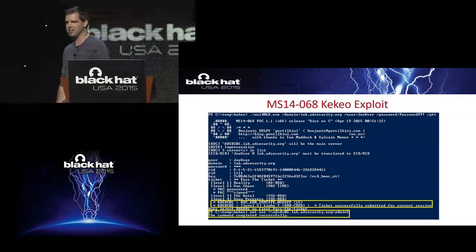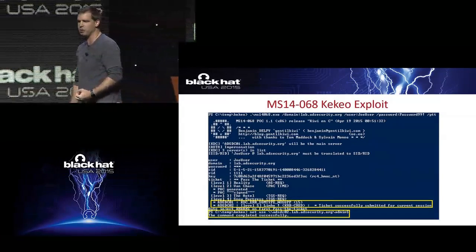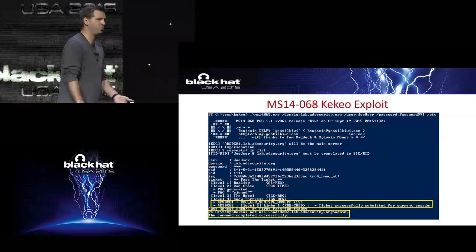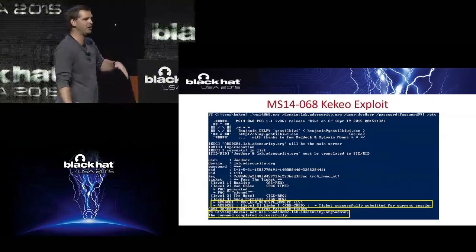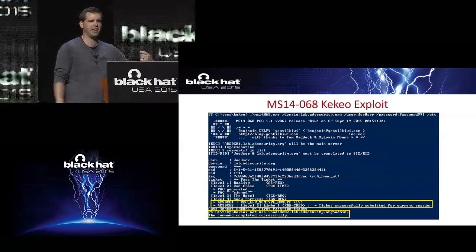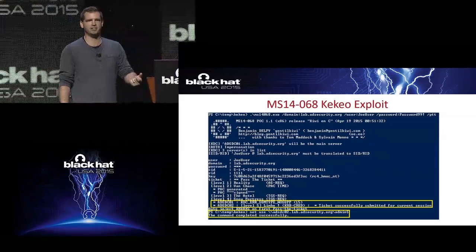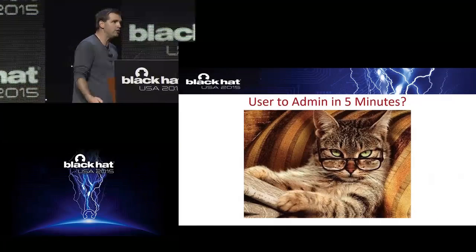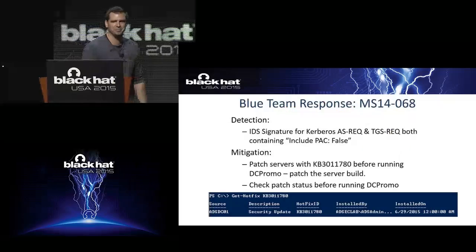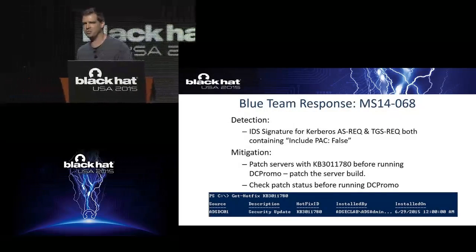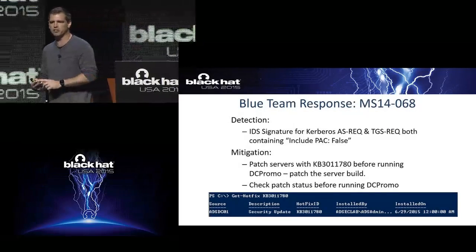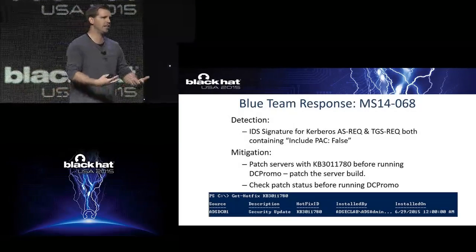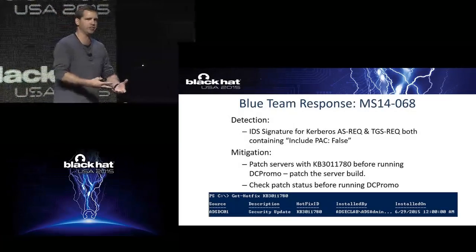Benjamin Delpy updated this earlier this year as part of his Kekeo suite, where it actually scans for vulnerable DCs. Once it finds one, it exploits it. And then it does one more thing at the end where it actually requests a delegation ticket. So now that exploit ticket works against any DC, not just unpatched ones. So yeah, user to admin in 5 minutes. So the response to this is going to be simple. Make sure that your server images, your server builds, are patched with this patch. That way, when you're standing up a new DC, you can be fairly certain that the patch is already there.